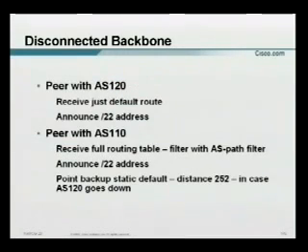So just a summary: peer with AS120, I receive just the default route. I announce my /22 address. Oh, it was /22 in this case, okay. I peer with AS110, receive a full routing table, I filter with the AS path filter, announce my /22, and point the backup static default, distance 252, in case the link to AS120 goes down. Okay, that works fine. Notice one gotcha here.